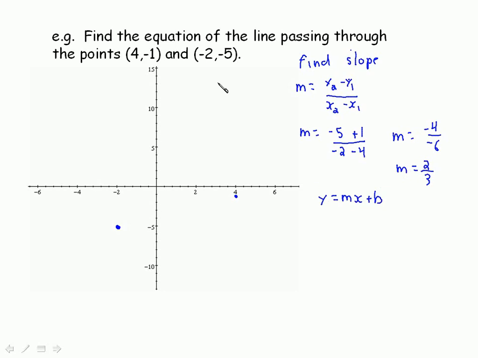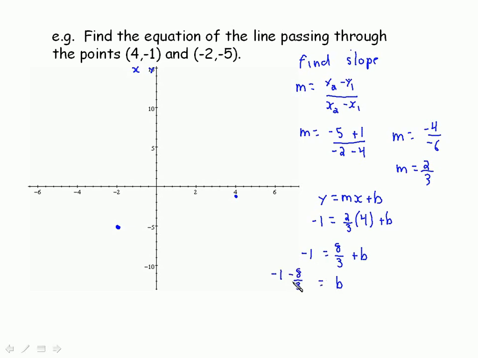And I take one of the points. It doesn't matter which. Both are probably equally difficult, or equally easy. Here's my x and my y. I substitute in the y, negative 1, the m of 2/3, and then the x value corresponding to that point that we have is 4, and then plus b. So negative 1 is equal to 8 over 3 plus b. So b is equal to negative 1 minus 8 over 3.